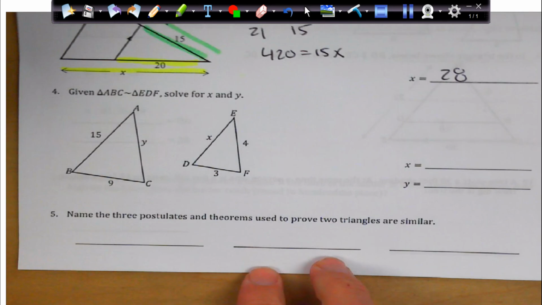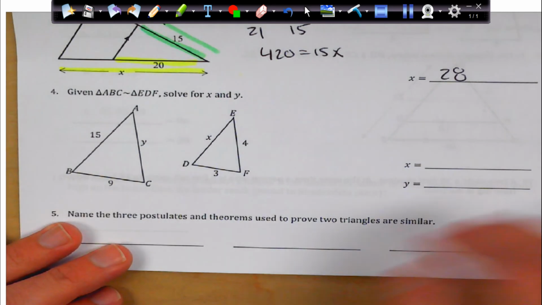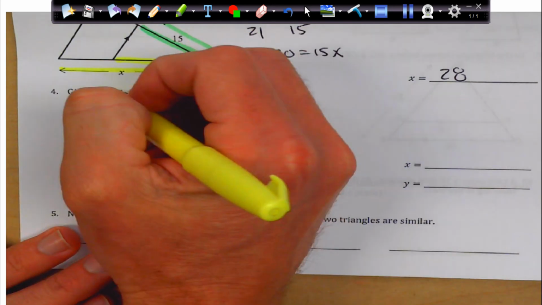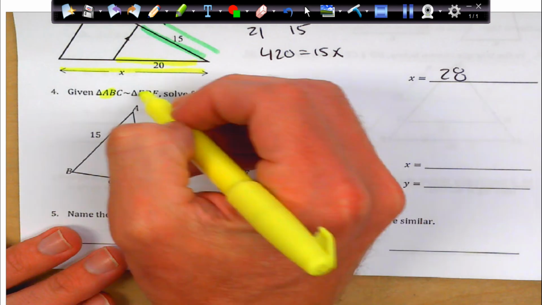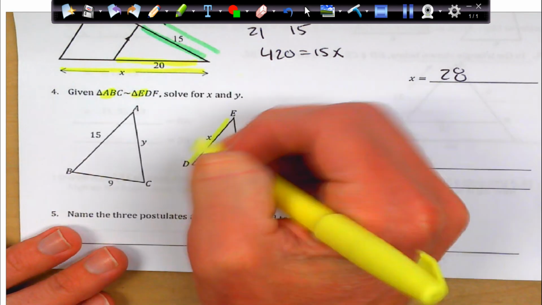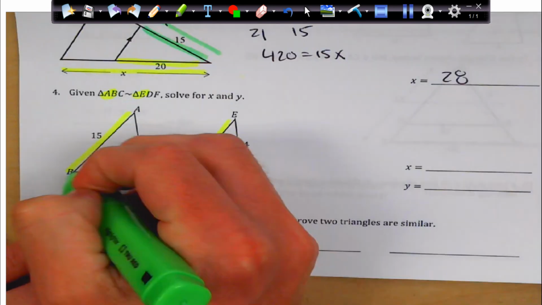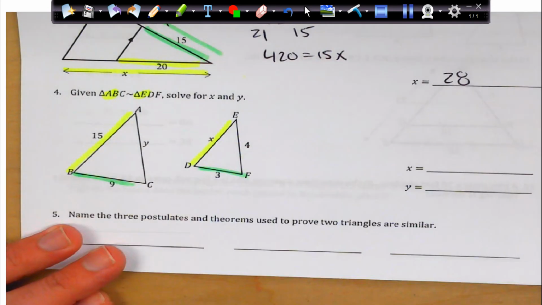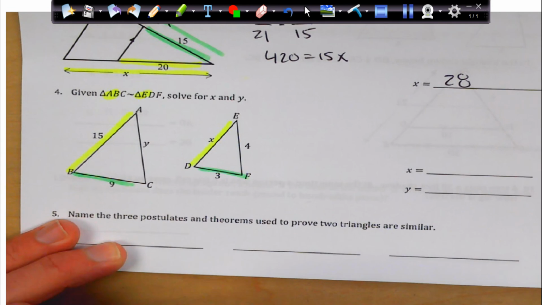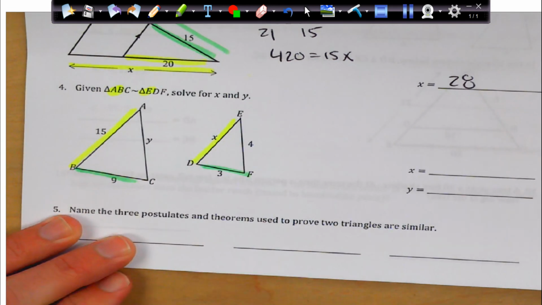Given, solve for x and y. So we have a similarity statement. So like AB, the first two letters, has to match up with ED. So we know those are going to match up. And then we can see BC is going to match up with DF, and then the one I haven't highlighted is going to also match up. So we can set up proportions to solve this.